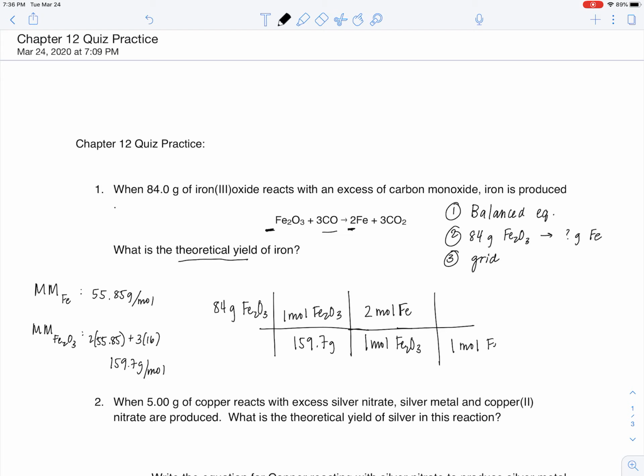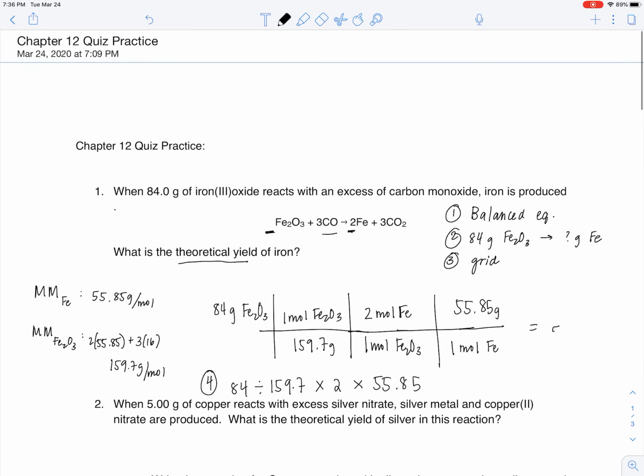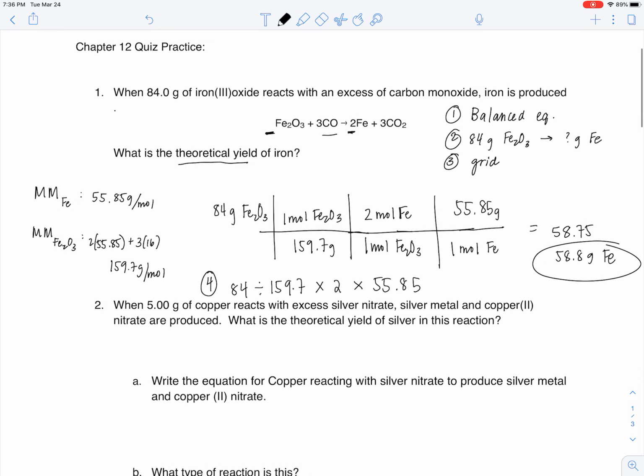And then we use our molar mass of Fe. So 1 mole of Fe has the mass of 55.85 grams. And then step 4 is plug and chug. So 84 divided by 159.7 times 2 times 55.85. And our answer is going to be about 58.75 or 58.8 grams of Fe. Okay? That's the answer there.